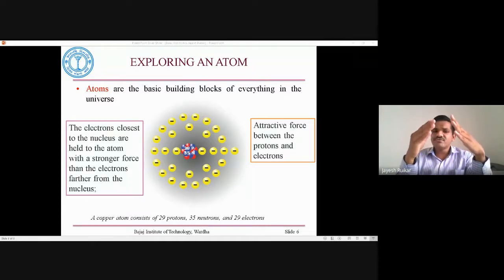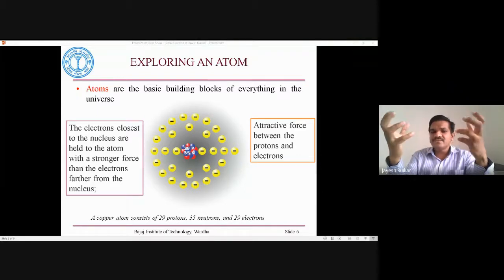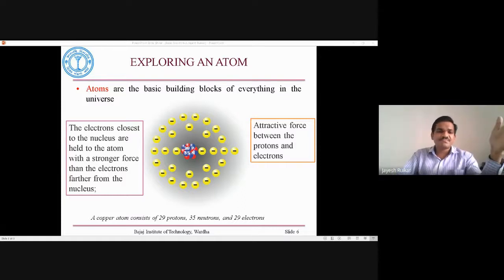This attractive force between the protons and electrons is like an invisible glue. It holds the protons and electrons, and that holds the atom together. For example, the gravitational force: how does the earth keep the moon within its orbit? With the help of gravitational force.